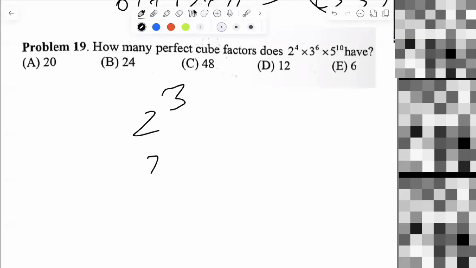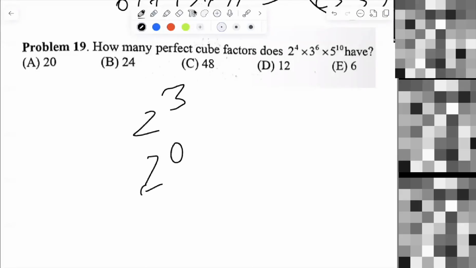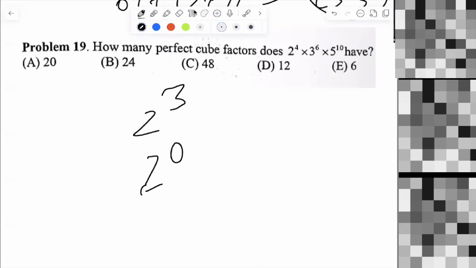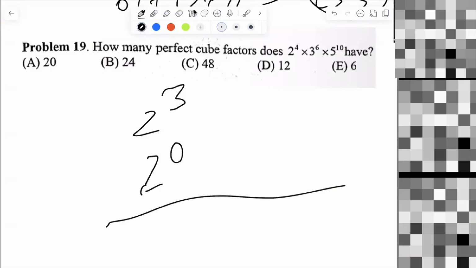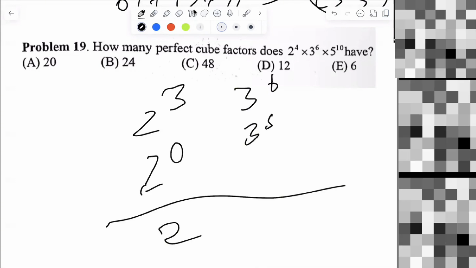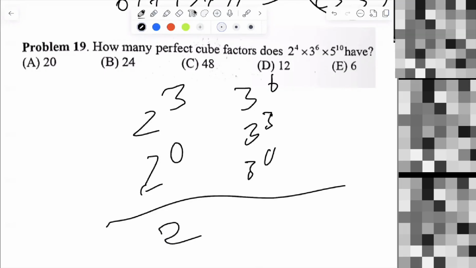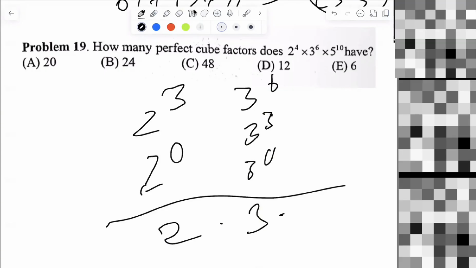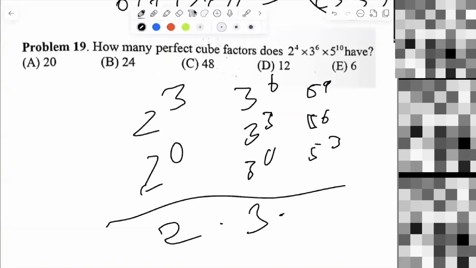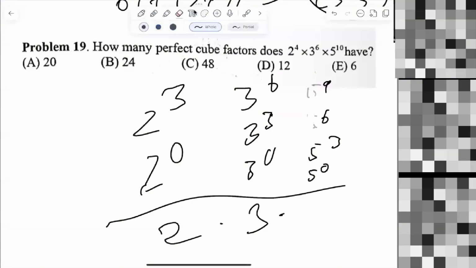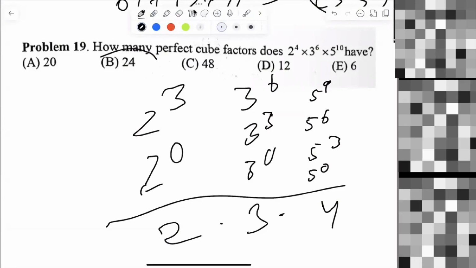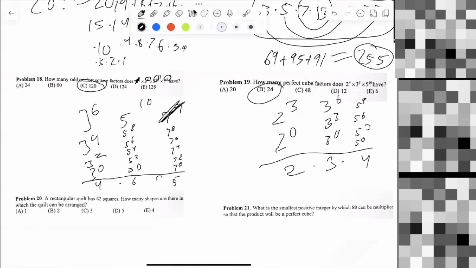Doing the same method, we get 2 to the 0 and 2 cubed as the cube factors that divide 2 to the 4th but do not exceed it. That's 2 ways. Similarly, 3 to the 6th, 3 to the 3rd, and 3 to the 0: 3 ways. 5 to the 10th has 4 ways. Multiplying this all up gives you B, or a grand total of 24.